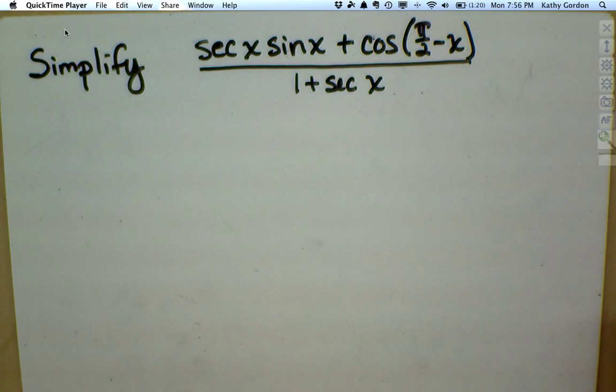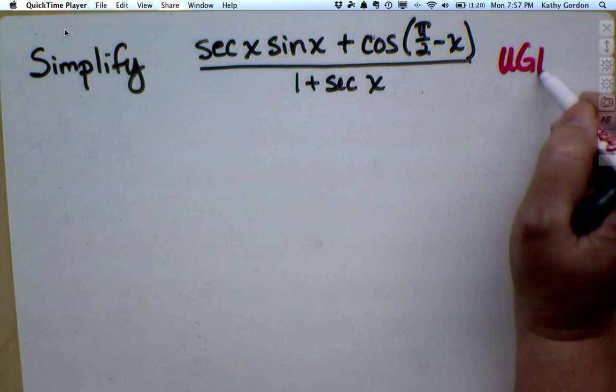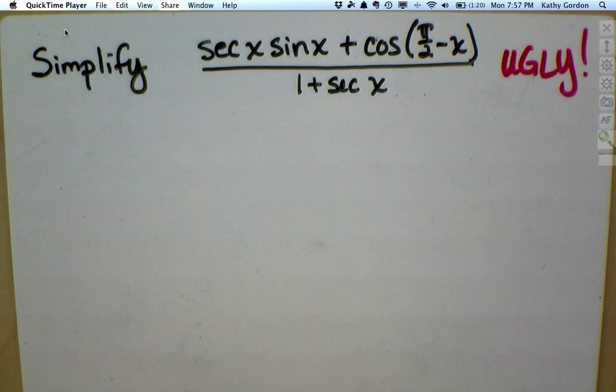What do you think? Are you frightened? Are you thinking, oh my goodness, how ugly is that expression to try to work with? It's okay. As an initial response, it's okay to think that things are ugly, to think that things are complicated, but don't stay there. Once you've gotten over the initial shock, start working it out piece by piece.